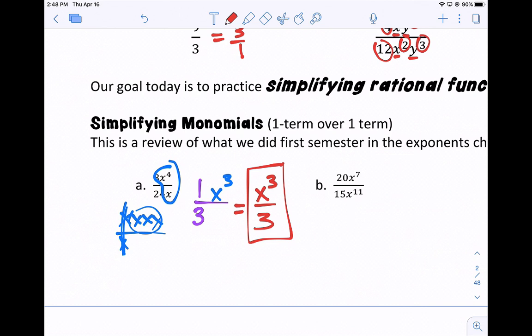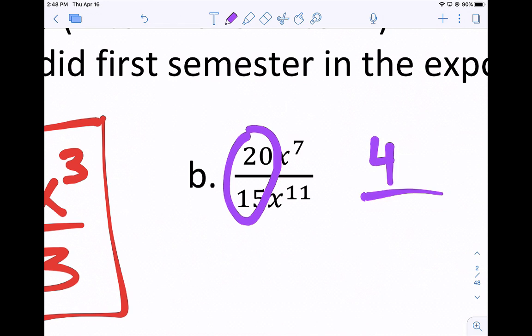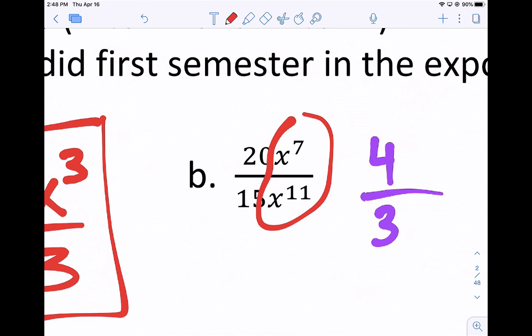All right, let's do another example. Again, we'll start with the coefficients. We look at the 20 and the 15 and we think, can we reduce that? Is there a number we can divide 20 and 15 by? And the biggest number is 5. So let's divide each by 5. 20 divided by 5 is 4. 15 divided by 5 is 3. So we get 4/3 as our reduced fraction. Now let's take a look at the same bases and their exponents.